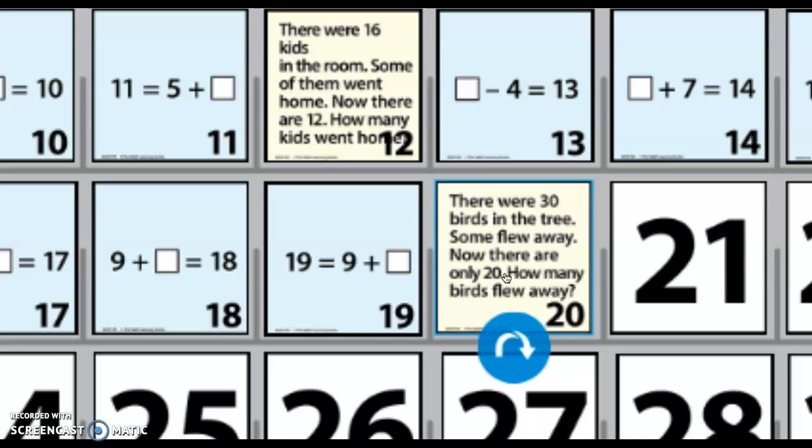There were 30 birds in the tree. Some flew away. Now there are only 20. How many birds flew away? I will read it one more time. There were 30 birds in the tree. Some flew away. Now there are only 20. How many birds flew away?